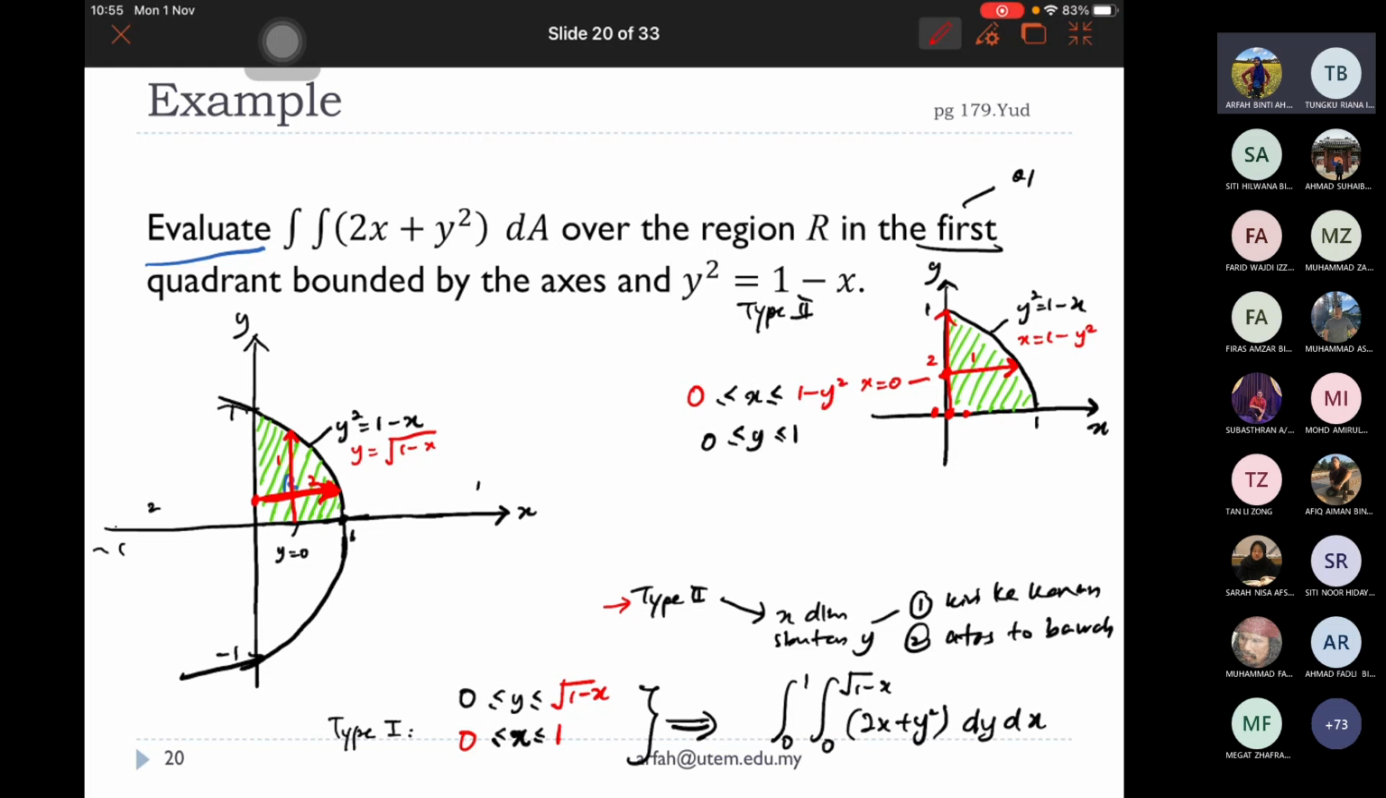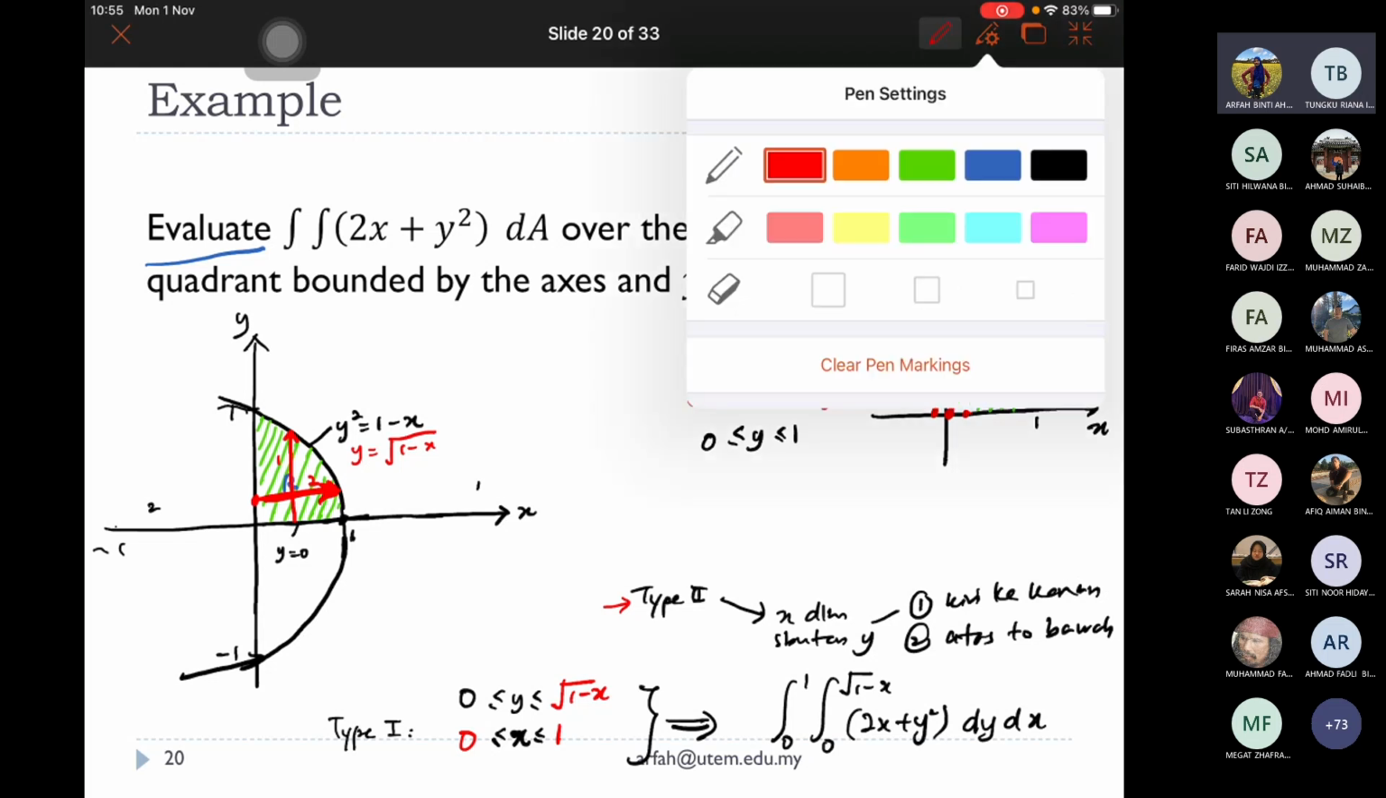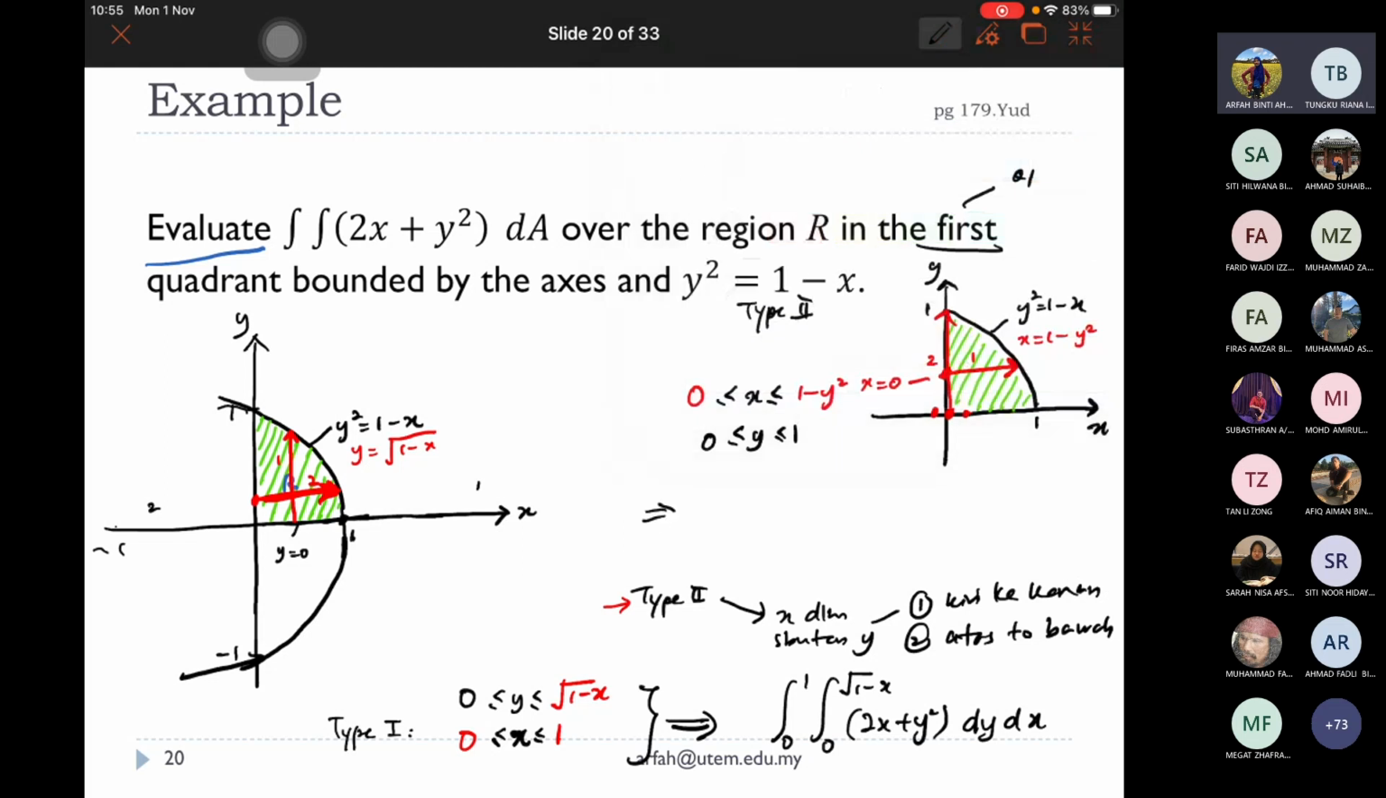Okay, so dia ada 2. So for type 2, the integration akan jadi integration daripada 0 ke 1, 0 ke 1 tolak Y squared, 2X tambah Y squared, dx, dy. Okay. Itu adalah untuk type 2.